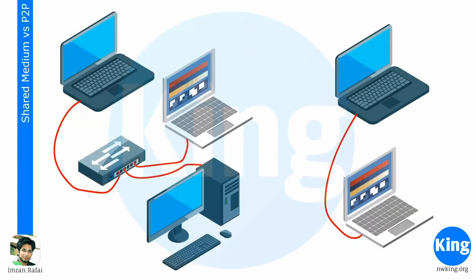Next, we need to discuss shared medium and P2P, right? All the discussions that we had throughout this series were about connecting your devices to a central switch. Now, when you have a central switch, it is a shared medium because it's a large broadcast domain, right? The difference between a hub and a switch is that in a hub, there's only one broadcast domain and one collision domain. But in a switch, each of the ports has its own collision domain. That means multiple devices can talk to each other, right?